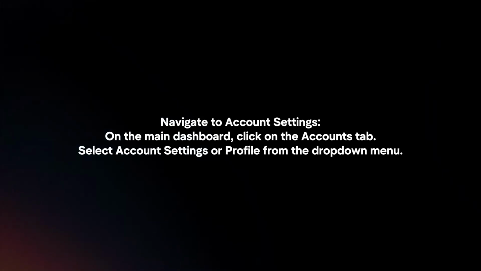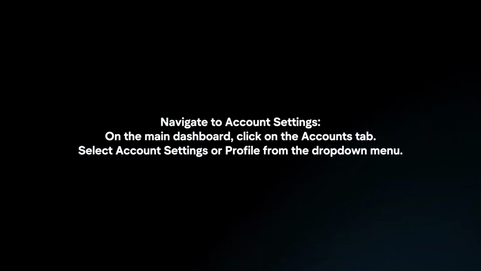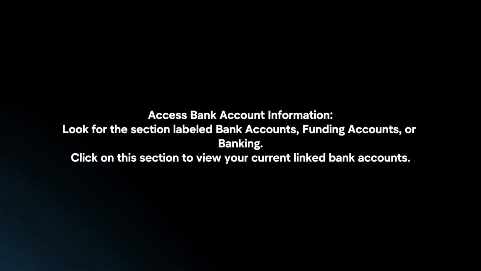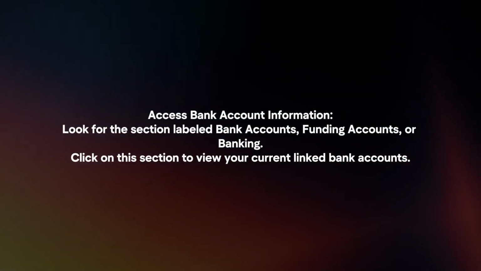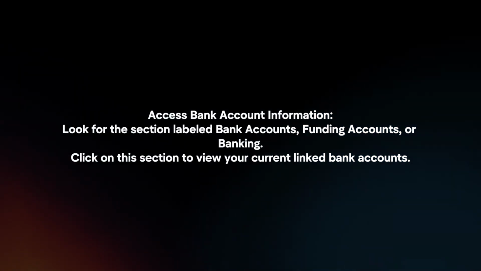Navigate to Account Settings. On the main dashboard, click on the Accounts tab. Select Account Settings or Profile from the drop-down menu. Access bank account information. Look for the section labeled Bank Accounts, Funding Accounts or Banking. Click on this section to view your current linked bank accounts.